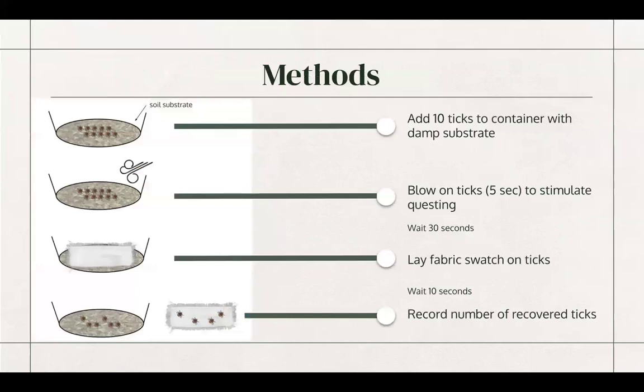I'm going to take a damp soil substrate, add 10 ticks in, and blow on the ticks to stimulate questing. They have the Haller's organ to detect the carbon dioxide from me, and they'll think, oh, there's a host, and start their questing behavior. Then I'll lay the fabric swatch on top of the ticks, wait a couple seconds for them to attach, and then record the number of recovered ticks.